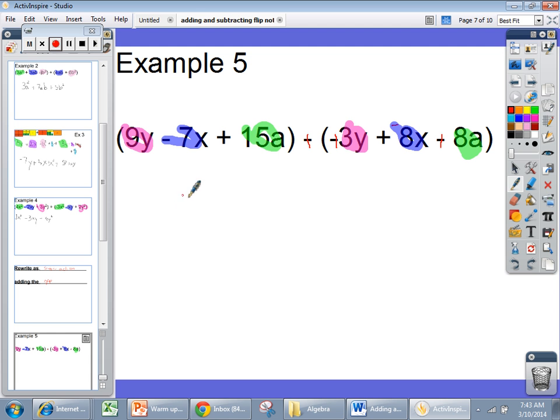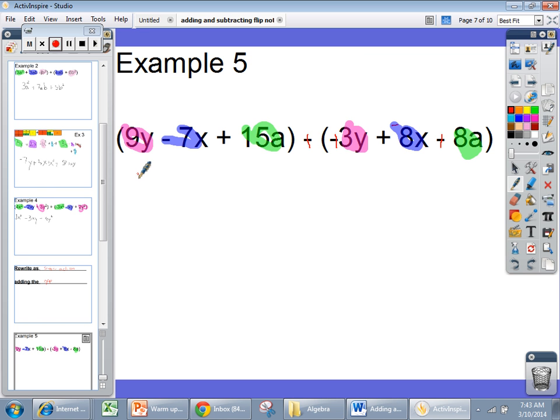No, you don't change the signs from the first one. You only change the signs that are after the subtraction sign. So, she asked if these ones get changed to the opposite sign, and no, you only change the ones that are after your subtraction sign.